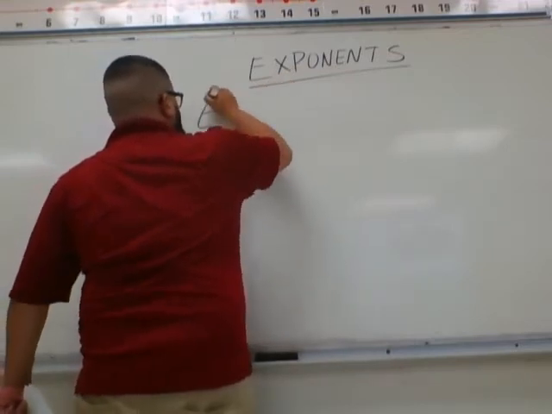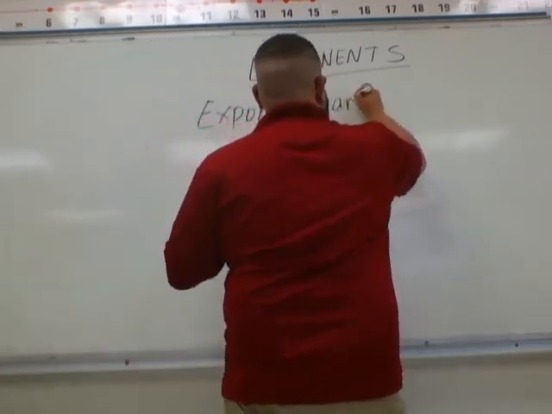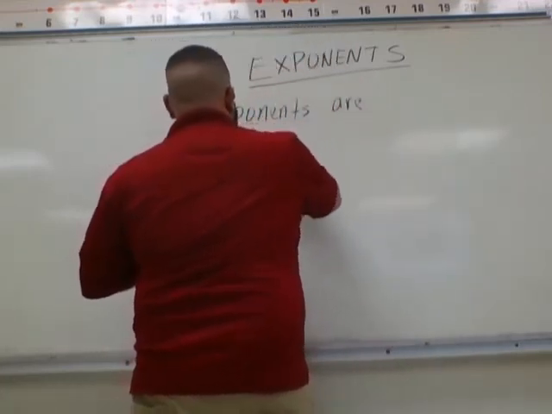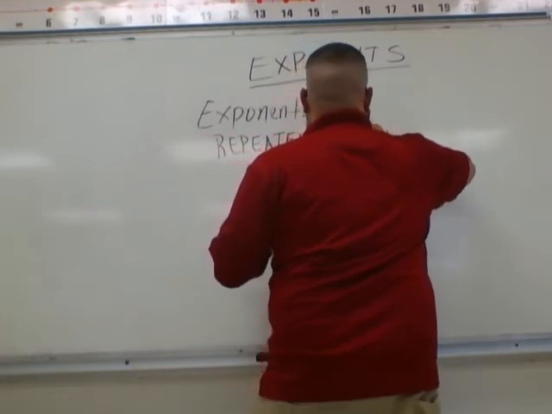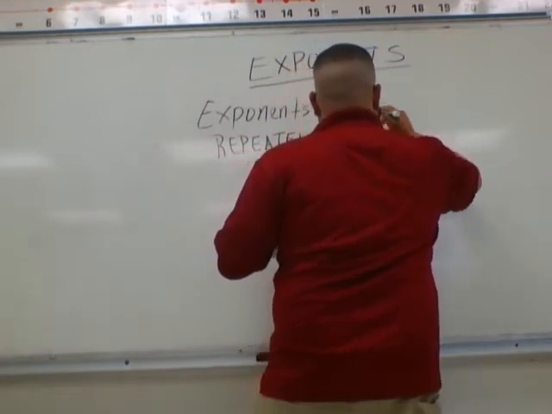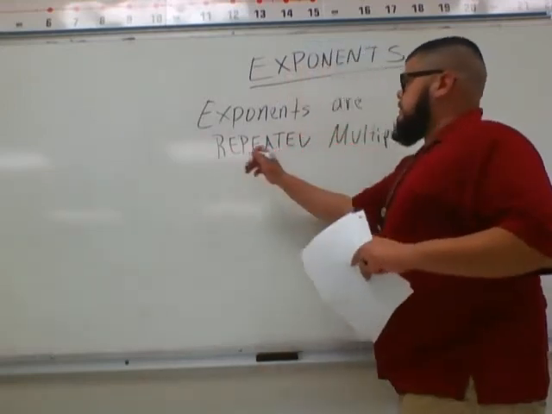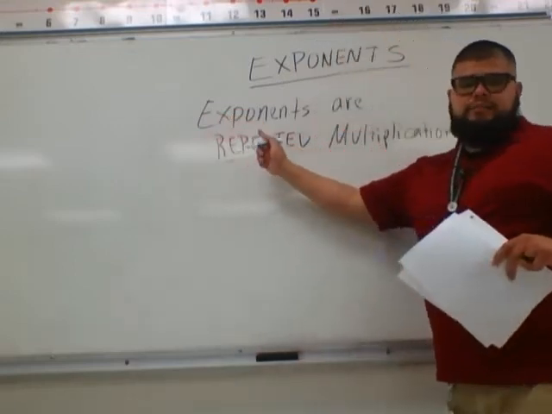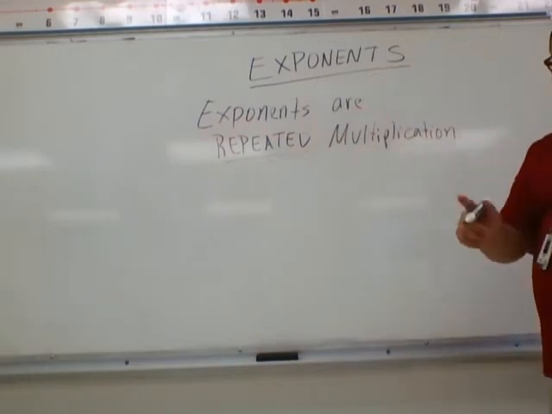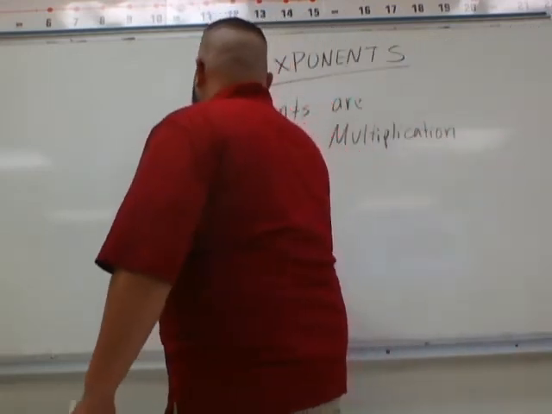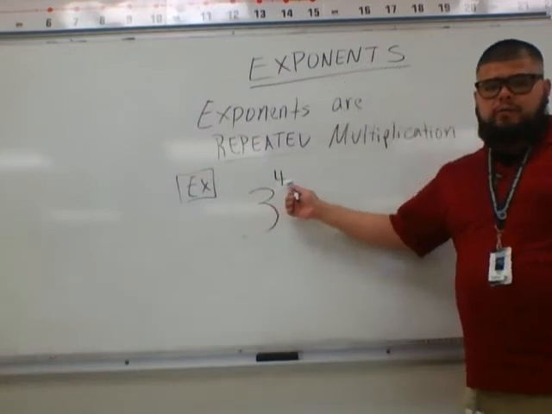Now, exponents. I'll write it again: exponents are repeated multiplication. That's what exponents are, okay? Exponents are repeated multiplication. So, we're going to go through our first example together. We're going to draw this one kind of big. This is 3 to the 4th power, okay?